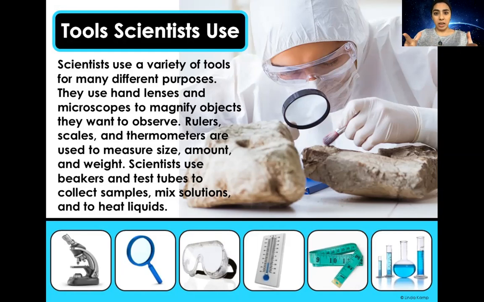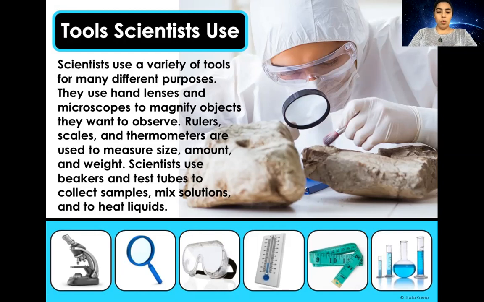But when it starts studying and researching is when you start looking for things. You're searching, you're looking over and over and over for something. When they start researching and looking for things, well then they need to use certain tools. So today we're going to talk about those different tools, okay? So scientists use a variety of tools for many different purposes. They use hand lenses and microscopes to magnify objects they want to observe.